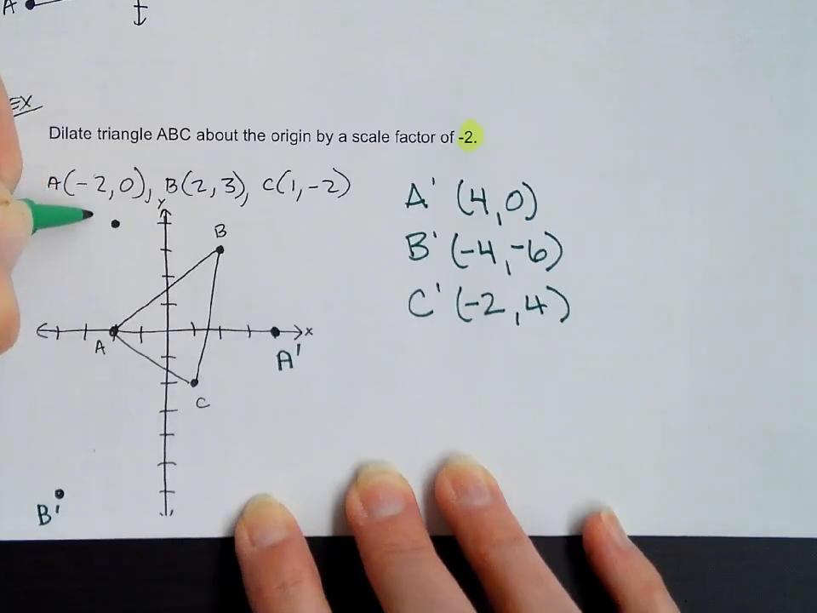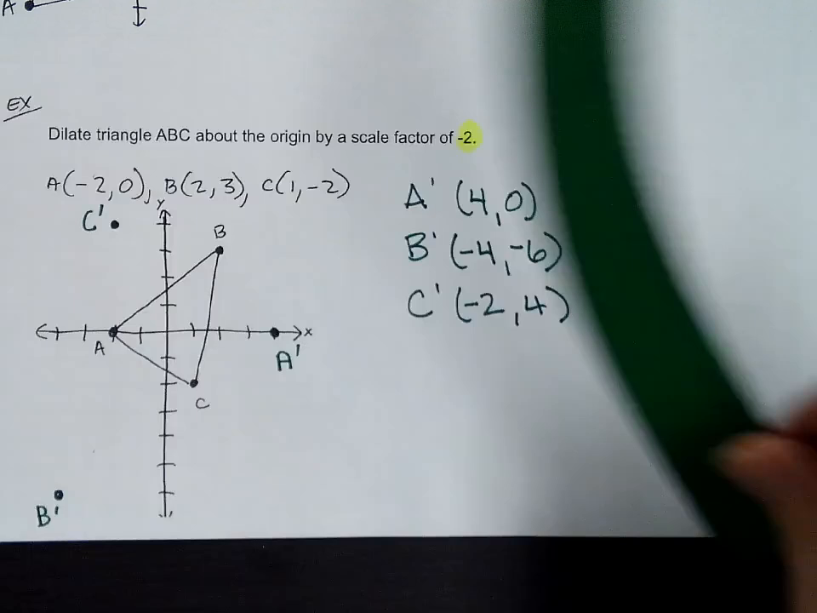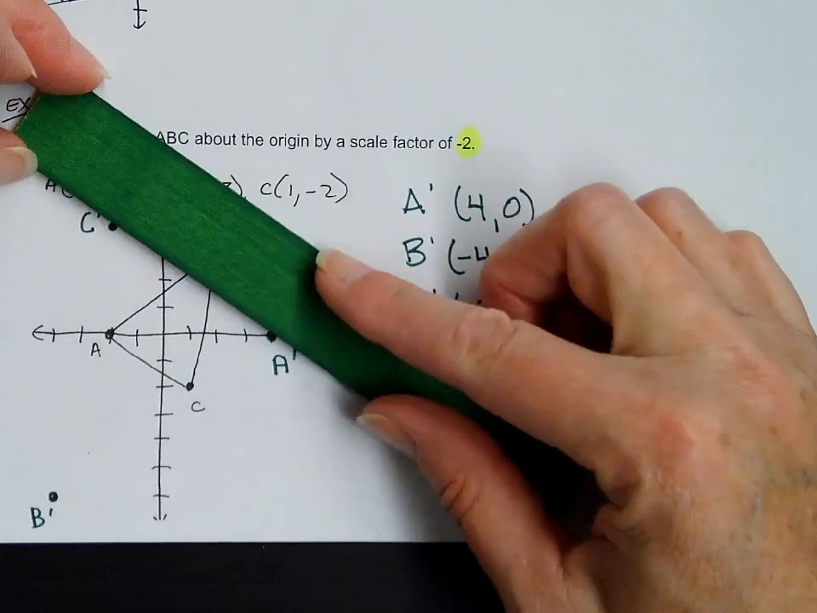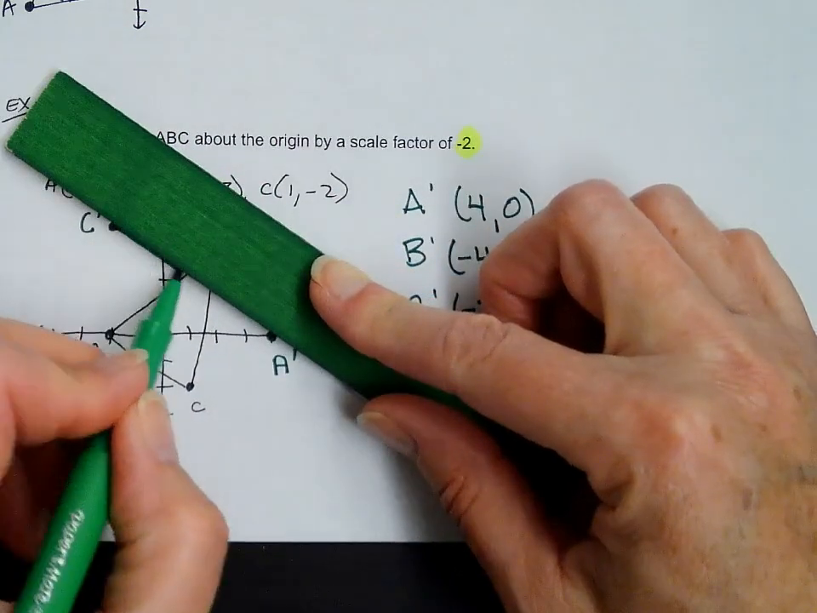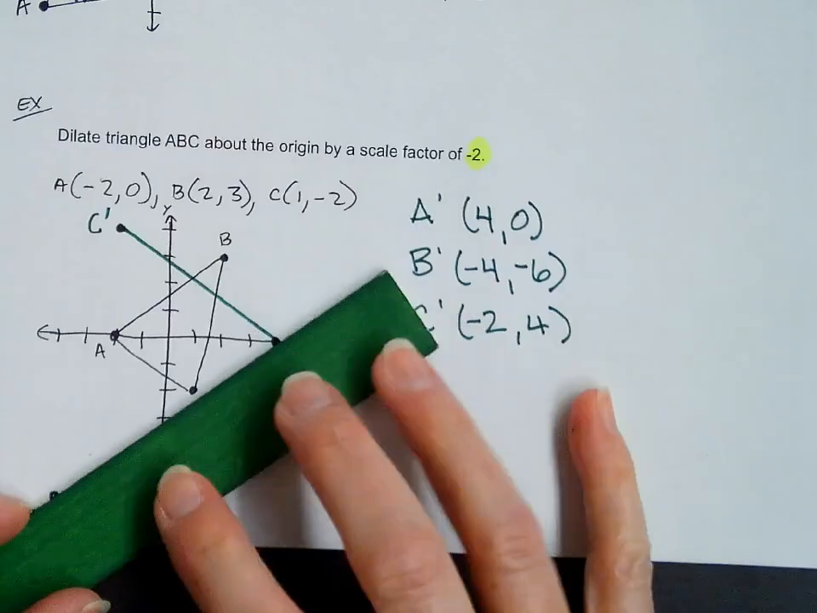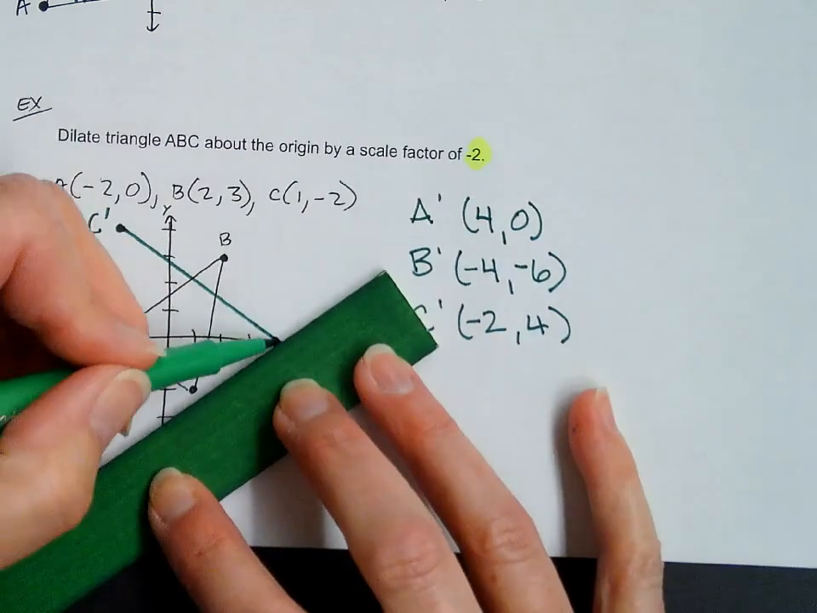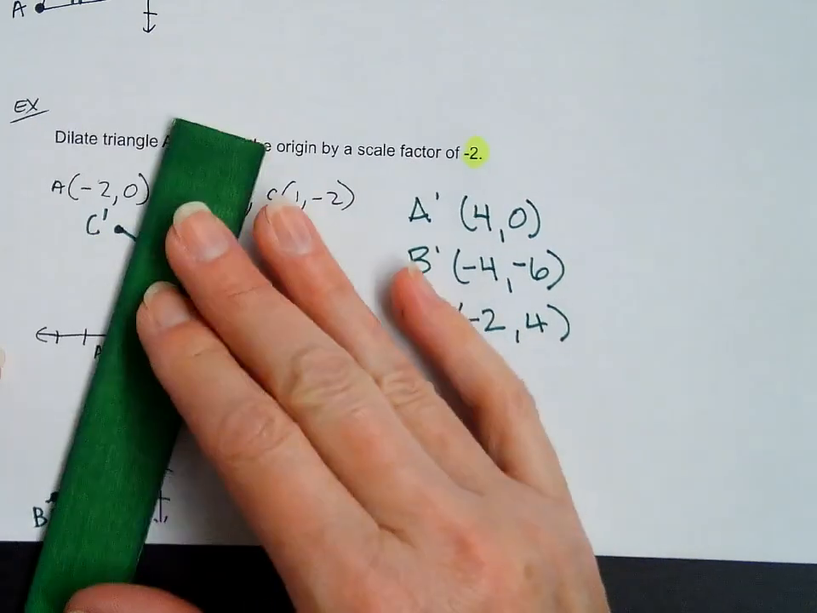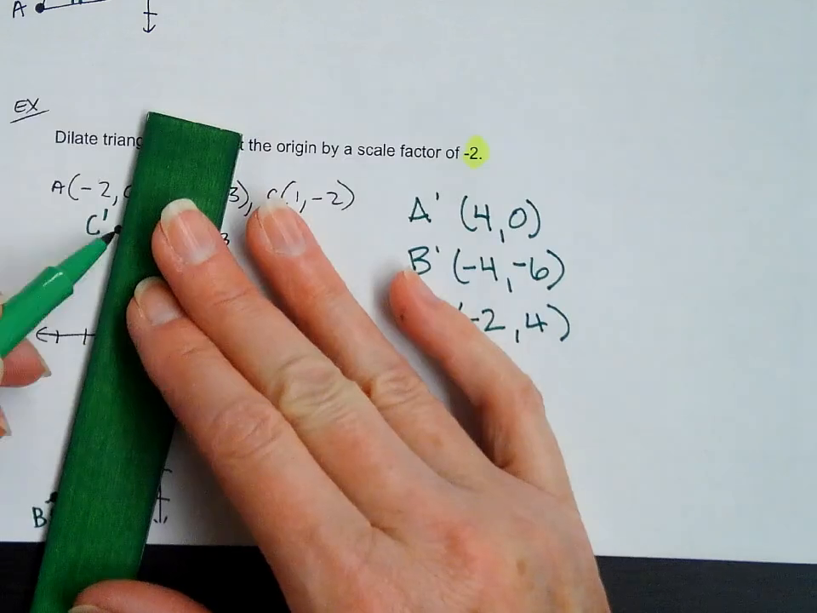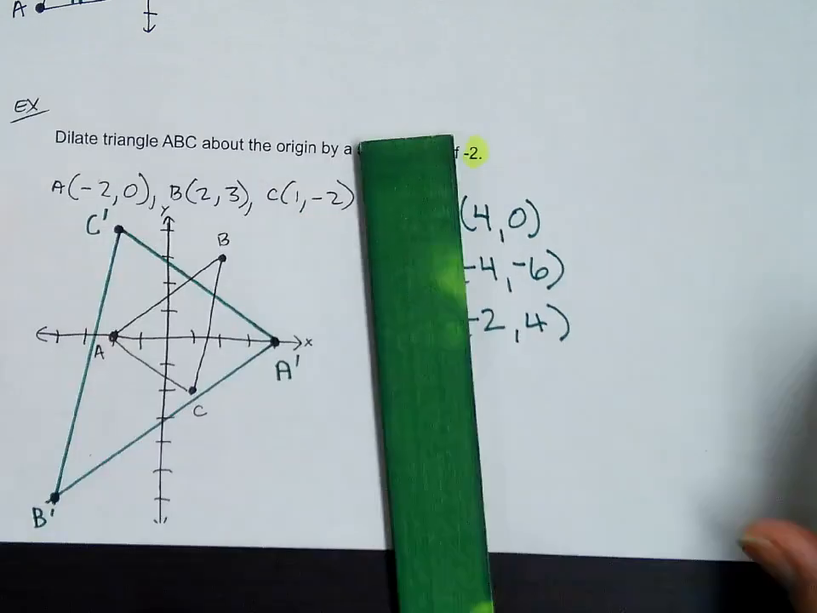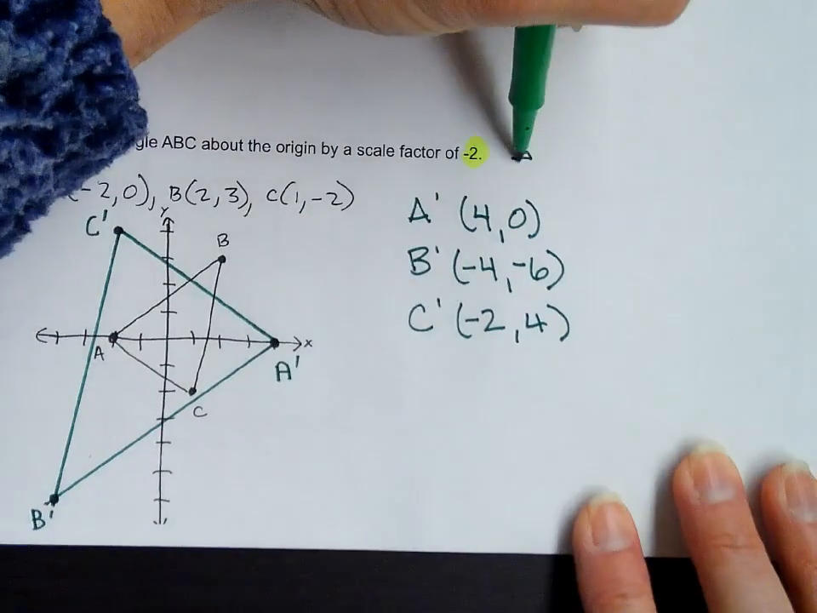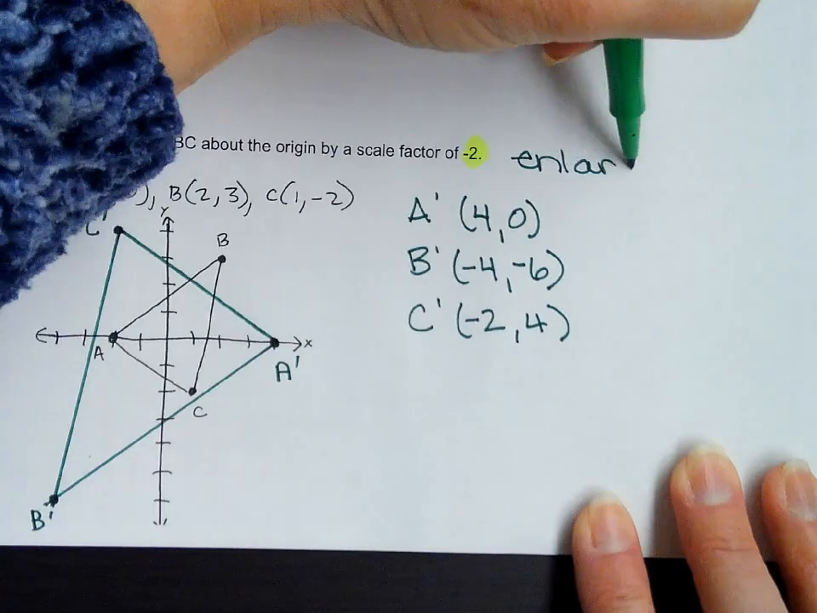So, would we call this a reduction or an enlargement? First question. Draw it in while you think about it. Hopefully you came up with it's an enlargement. It's quite a bit bigger, so it's an enlargement. So the 2 definitely made it bigger.